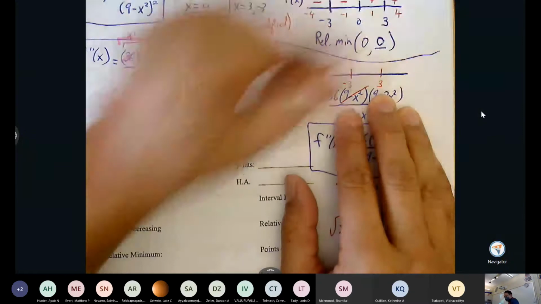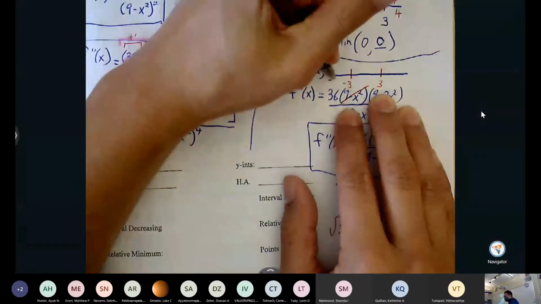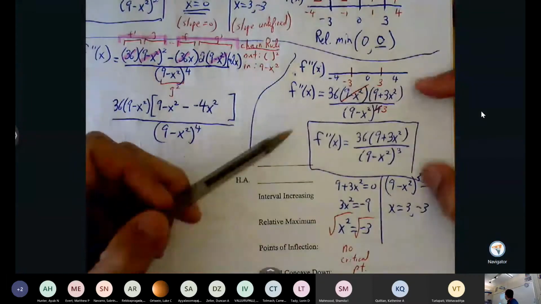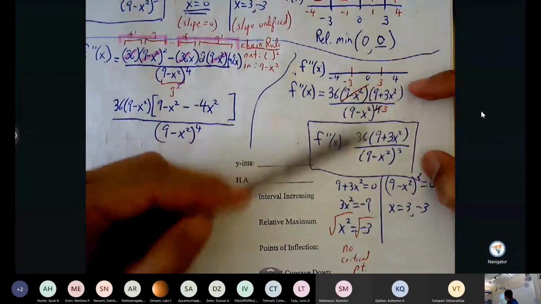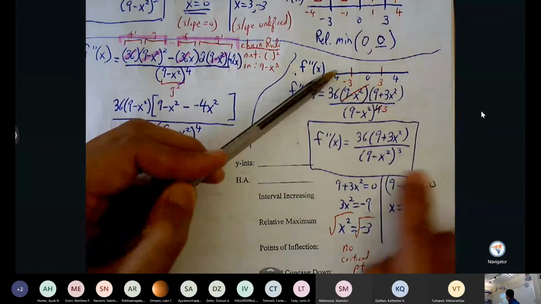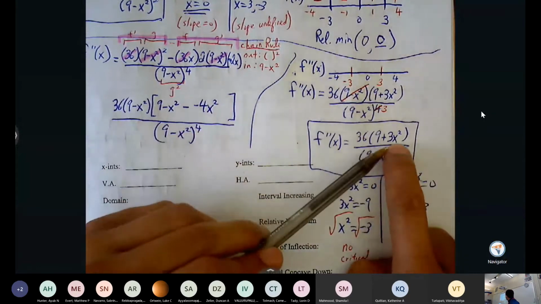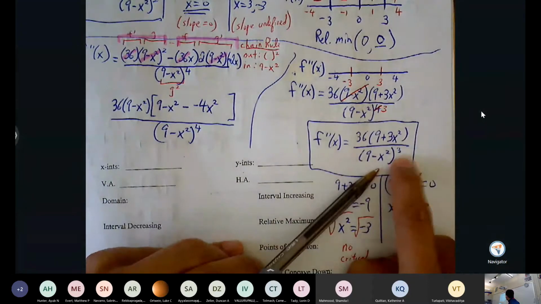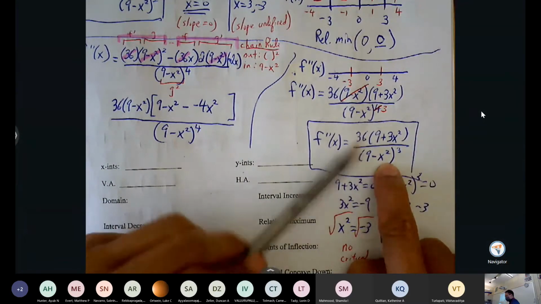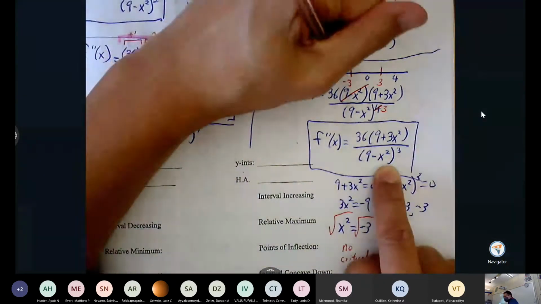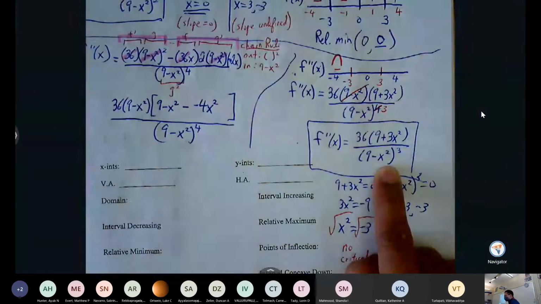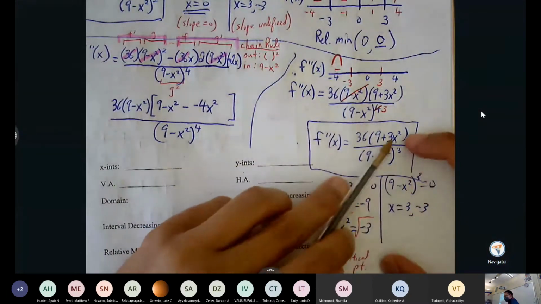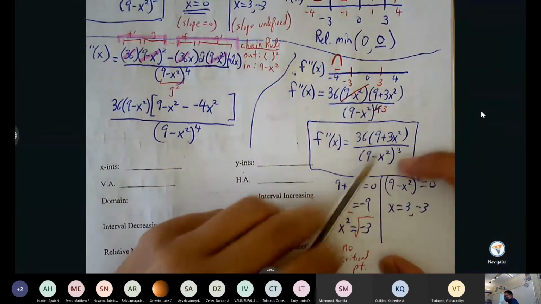I'll choose test points: -4, 0, and 4. I'm going to find my second derivative function, plug in, and test to see if I have concave up or concave down. -4 into the numerator, I'm always going to get a positive value. -4 in the denominator, I get 9 minus 16 cubed, which is negative. So positive over a negative is negative. So the second derivative is negative, that's concave down, right? Okay, 0 into the second derivative function, I get a positive over a positive, so concave up.